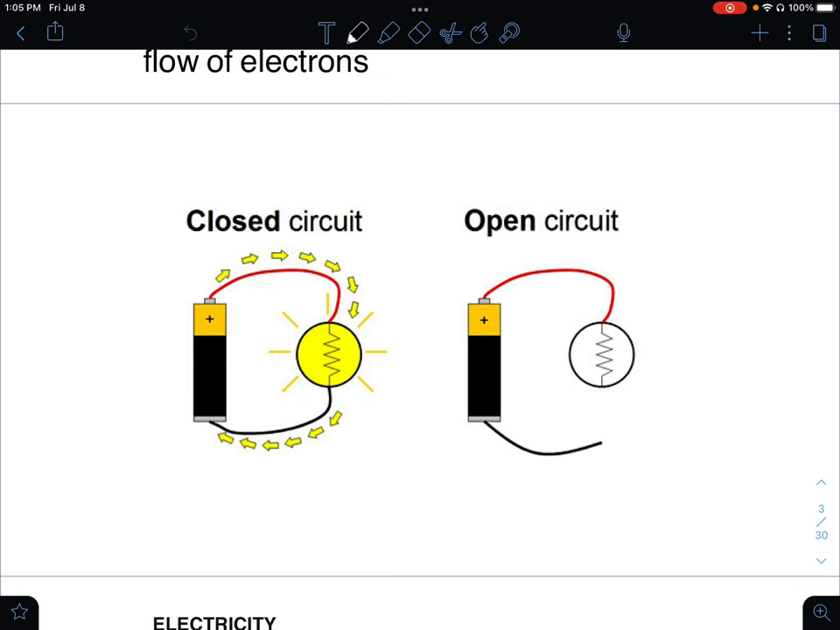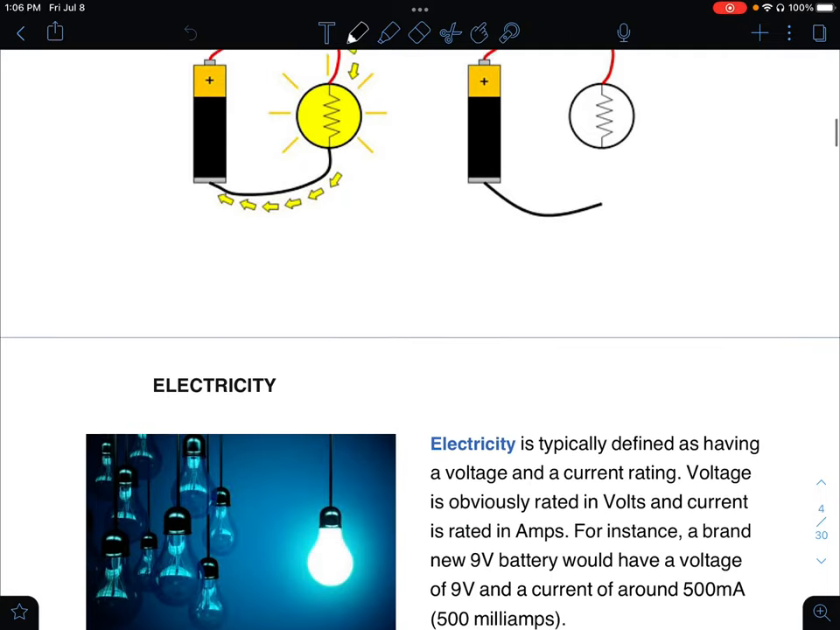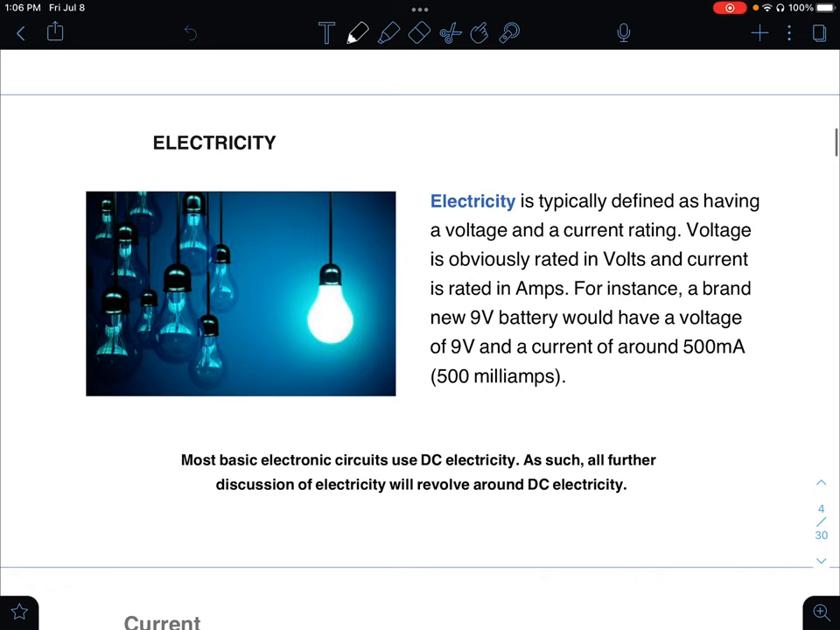So in an open circuit, as you can see here in this slide, it's kind of dangerous because the electricity flows right here and then it is open, no? So if you happen to get in contact with an open circuit, it is kind of dangerous. Okay, so let's talk about what electricity is.